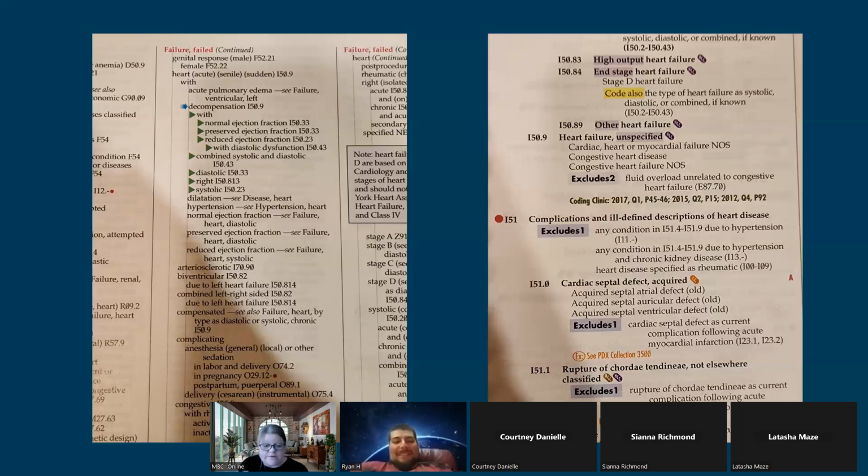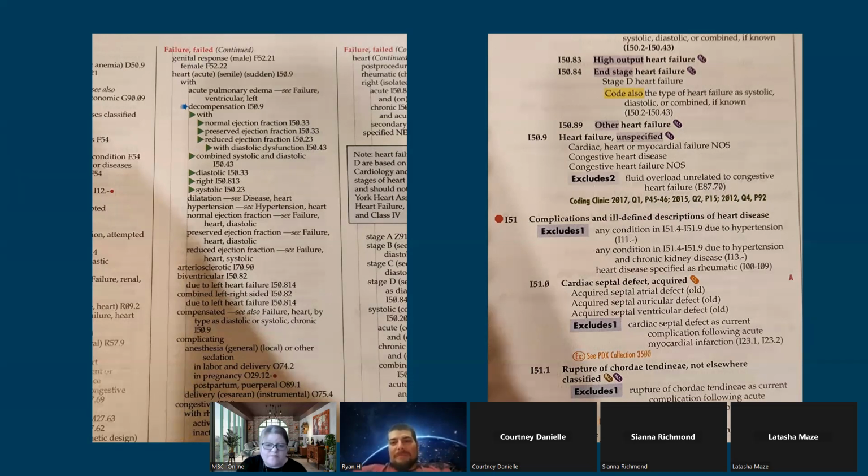First of all, our scenario says nothing about fluid overload, so we aren't worried about that. That's thing one. Thing two is your excludes notes mean do not code this together. Apparently, there's a code somewhere else for congestive heart failure with fluid overload, so we do not code them together here. If you've got that code and you stumble upon this code and see that excludes note, you've messed up somewhere and you need to go back and recheck. Exactly.